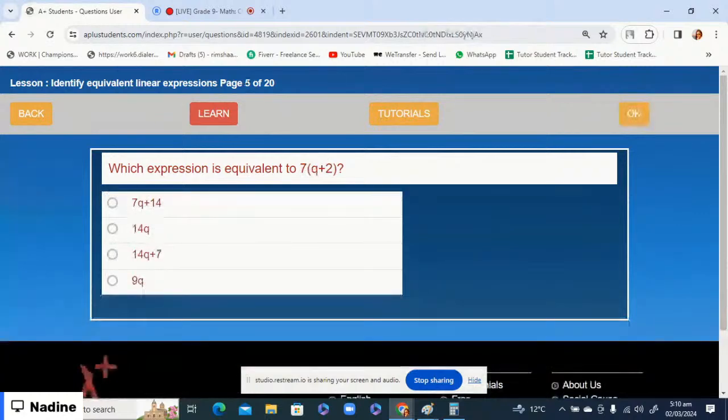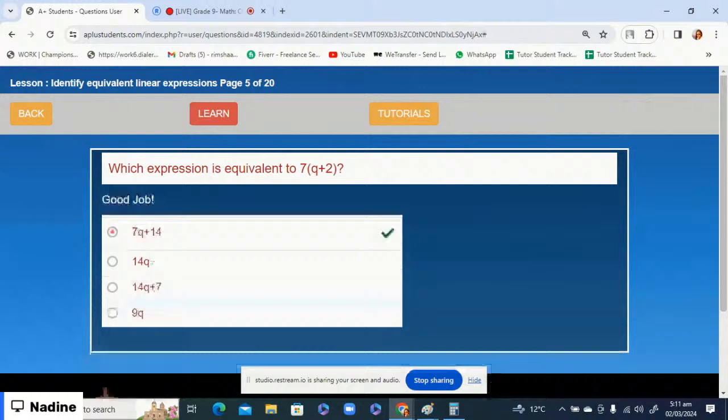Now 7 into q plus 2. First of all, multiply 7 with q, then plus sign and multiply 7 with 2. So what's the answer? It's 7q plus 7 times 2 is 14. 7q plus 14. Now, let's check. Is there any option for 7q plus 14? The first one. So we can click on the first one.